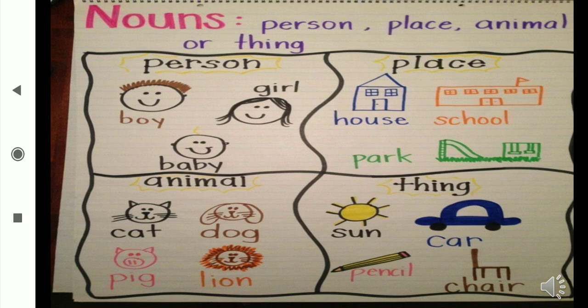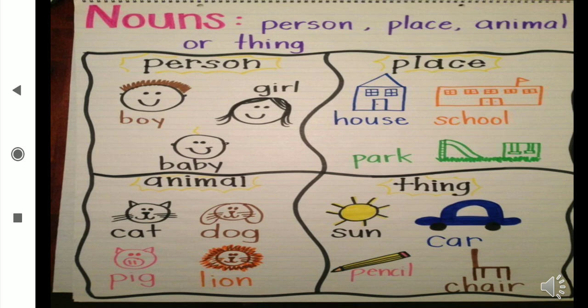Students, now you can see a few examples which come under place. Yeah, which are those? House, school, park. Very good. Now next we will discuss the animal category. A few names come under the nouns. Cat, dog, pig, lion. Very good.